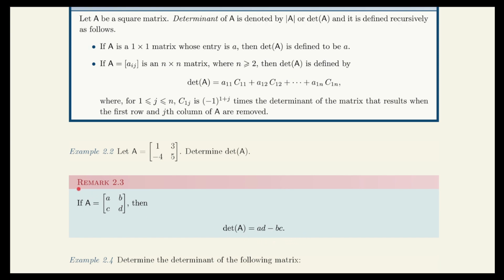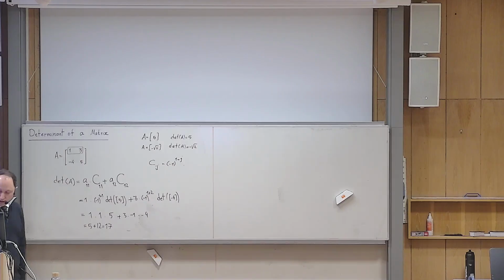But of course, I have written it under the title of a remark, but I can also call it a theorem, because we can prove that this is always the case. So I want you to memorize that formula. So the determinant of a 2 by 2 matrix is extremely straightforward using this formula. Let us try to motivate why this formula is correct. Why is that formula correct?